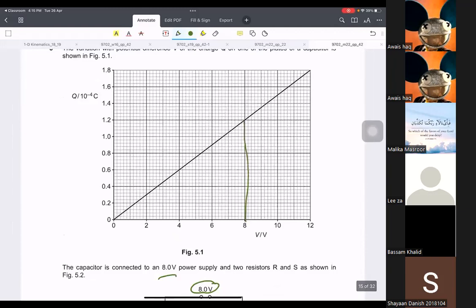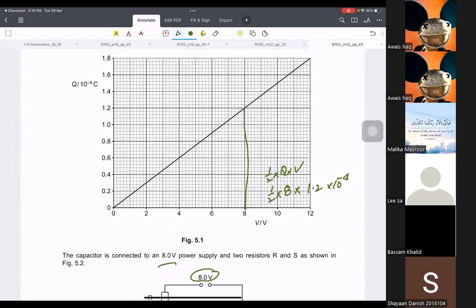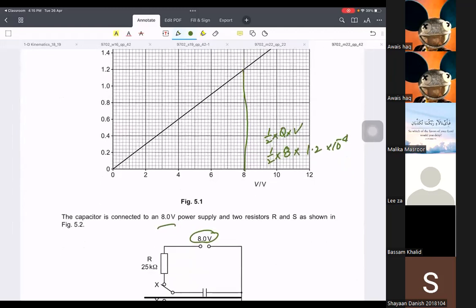So we got 8, that's 1.2. So half times Q times V. 8 and 1.2 times 10 raised to minus 4. So the answer is 4.8 times 10 raised to minus 4.